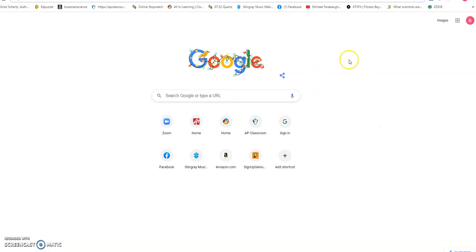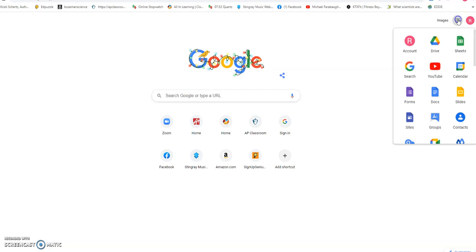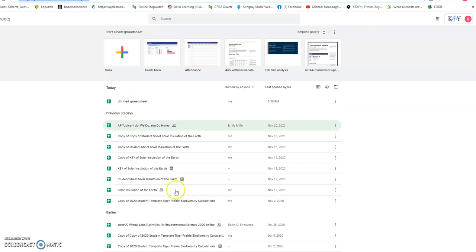Okay, so what you're going to do today in KVA is, if you do not have a TI Nspire, we're going to get your equations for the line using Google Sheets. So I'm going to come up here. I'm going to be logged into my school Google account. I'm going to go to Google Sheets, and I'm going to pull up a spreadsheet.